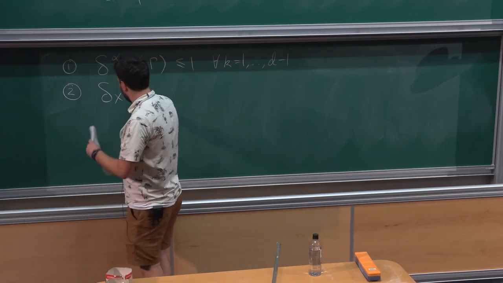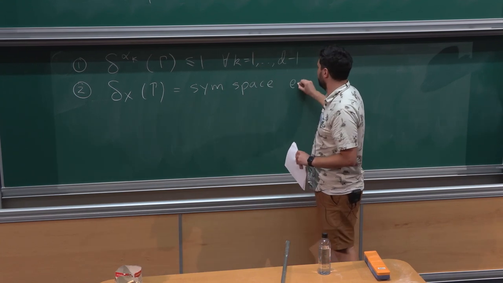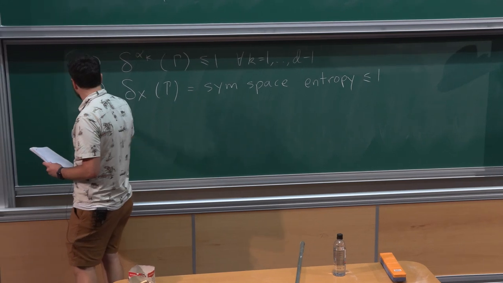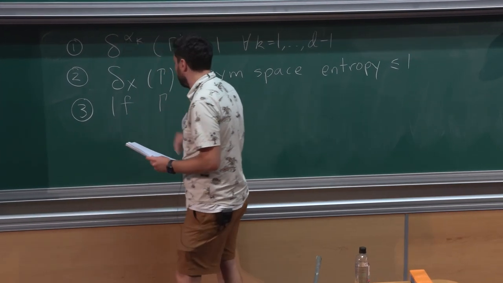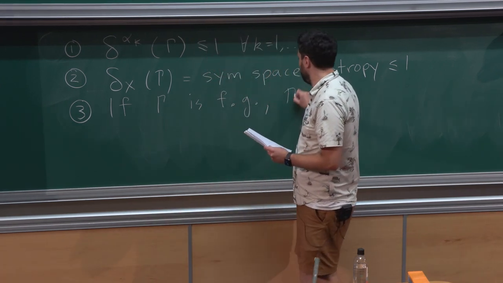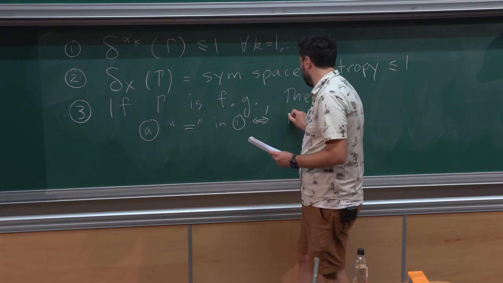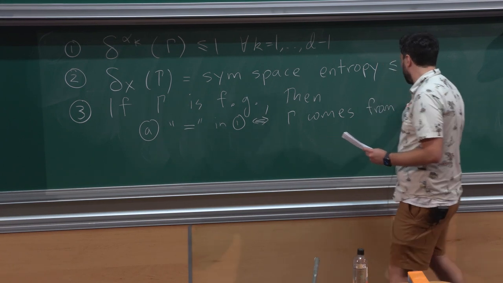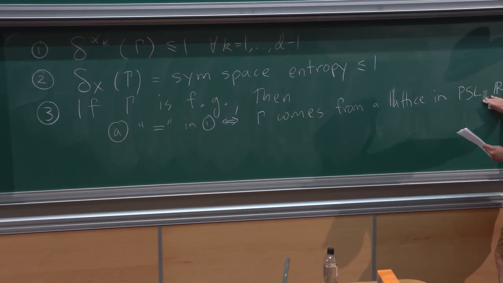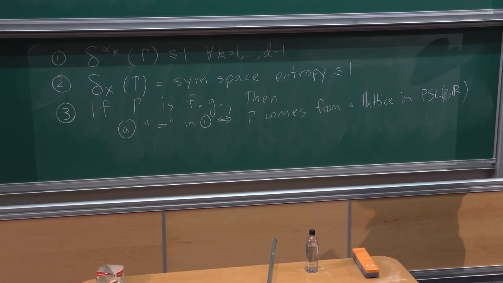Okay, so two. I figured I would have less time at this point, so I wasn't going to write down any definitions. You have the symmetric space entropy, and that's less than or equal to one as well when you normalize it to make that true. And then three, if gamma is finitely generated, then A: equality in one if and only if gamma comes from a lattice in PSL 2R. In the finitely generated case, you get equality if and only if it's a lattice.